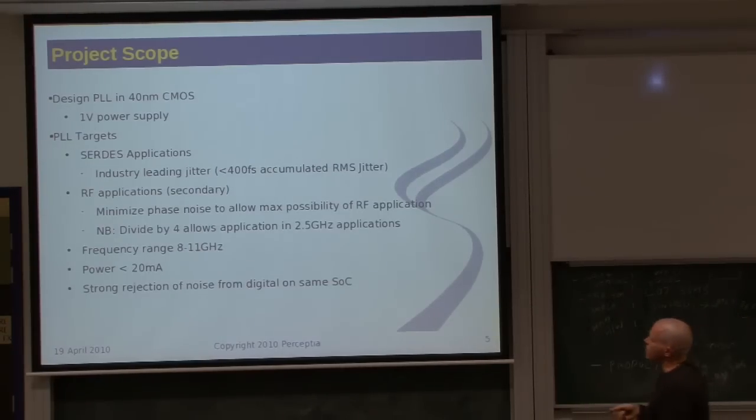But our target was to meet the SerDes applications. We were running our serial communication at up to 12.5 gigabit per second, so we need a 12.5 gigahertz clock to make that happen.